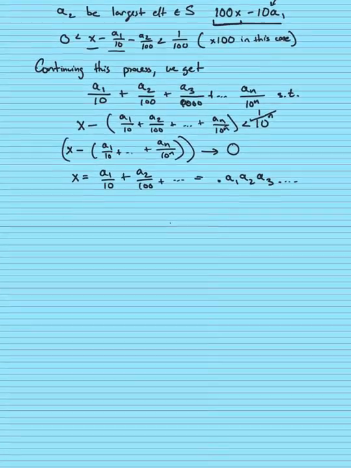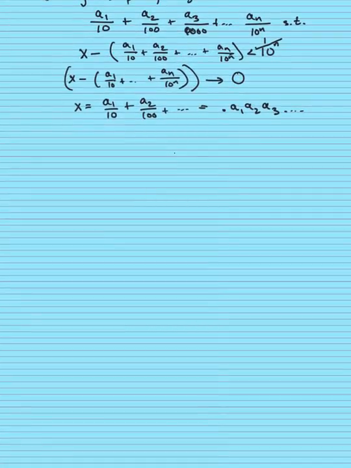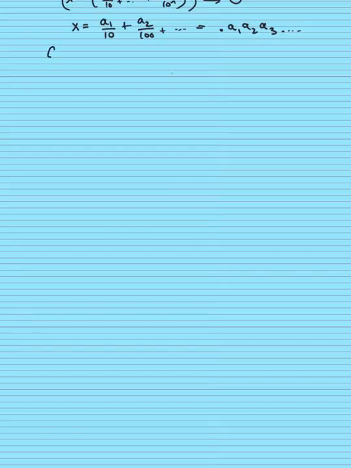It's easy to see, and I guess I won't do this. I'll just leave it as an exercise. You can check that these decimal expansions are unique for irrational numbers. In other words, if I had x equaling b1, b2, b3, and so on, then every ai would have to be equal to every bi. For rational numbers, it gets slightly trickier.